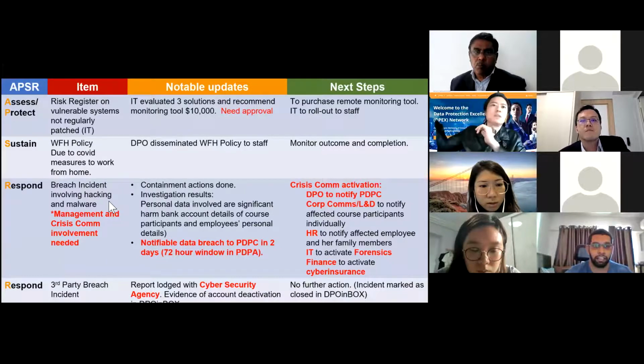So straight away, I zoom down on the red color. $10,000, of course, that attracts my eye. Wow, okay, why? Seeking approval. Why? Because we validated 3 solutions and it was based on the risk we discussed last week. Okay, show me the risk we talked about. Next thing, go down. Oh, hang on. You need management crisis comm involvement. Why? We have a breach and we need to notify PDPC in 2 days' time because it's already day 1.